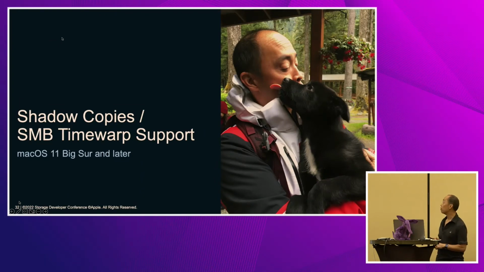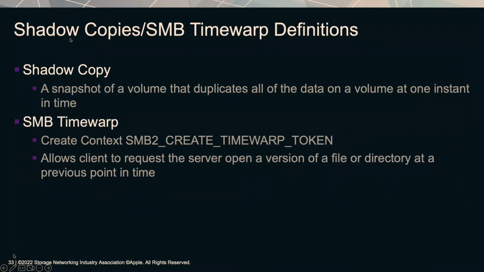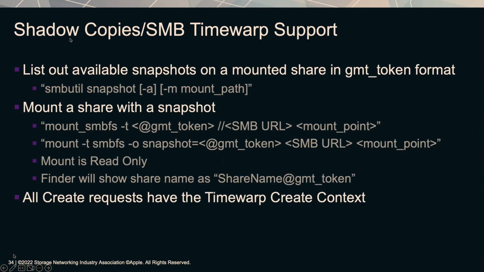Shadow copies and SMB Timewarp support. Again, it was introduced back in macOS 11. So some quick definitions. What is a shadow copy? A shadow copy is a snapshot of a volume that duplicates all the data on the volume at one instant in time. What is SMB Timewarp? I'm talking about the create context, which is the SMB2 create Timewarp token. It allows the SMB client to request the server open a version of a file or directory at a previous point in time.